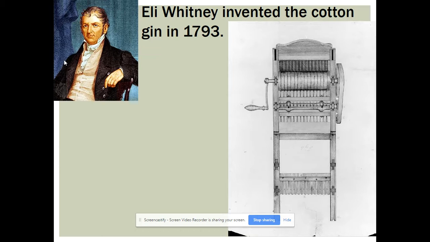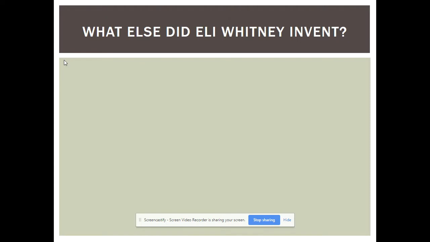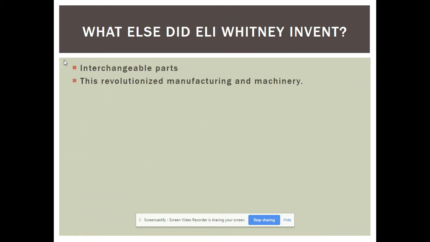As you spin this handle, you have kind of like a comb underneath the metal prongs that grab the cotton fibers and pull it. And so the seed gets caught by the prongs, and then you just remove the cotton from the comb, and you've got cotton that's been unseeded. And what else did Eli Whitney invent? Actually, making the cotton gin, he sold it without a patent, but he also invented interchangeable parts. And this revolutionized manufacturing and machinery.